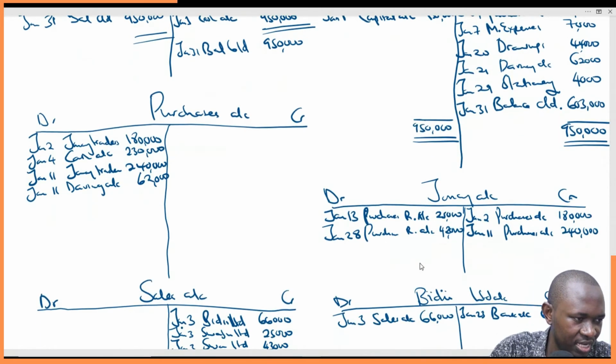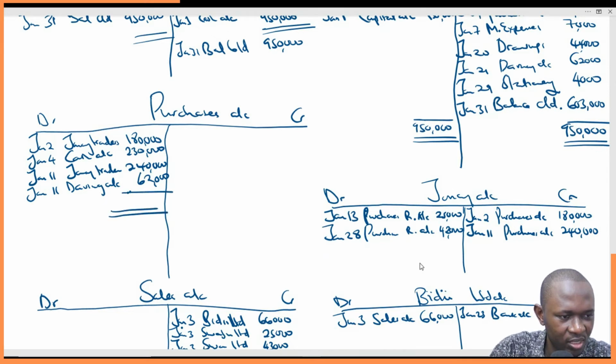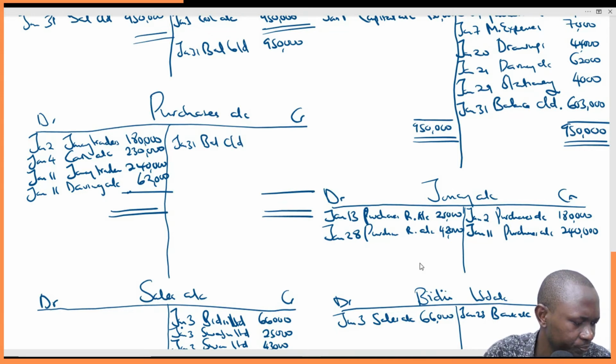So then, this is yet a different scenario. As you can see, credit doesn't have anything, so there's no need for leaving space here. Just close, and that's how we go about it. Then you write here January 31st balance carried down. Of course, the total here will be what is missing on the other side. So just get the total. This will be 180 plus 230 plus 240 plus 62. That gives you 712,000.